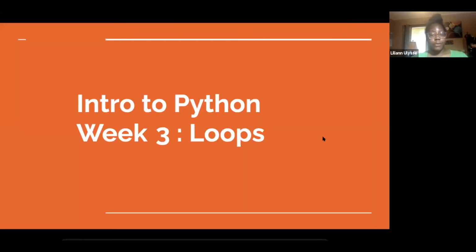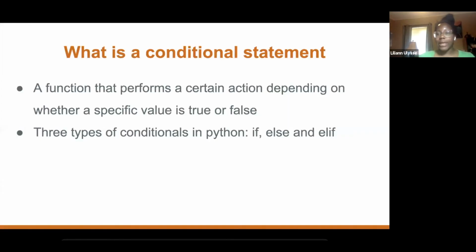So today we'll be focusing on loops, for loops specifically. And just to do a quick review, two weeks ago we went over conditional statements. A conditional statement is a function that performs a certain action depending on whether a value is true or false. And in Python, there are three different types of conditionals: if, else, and elif.